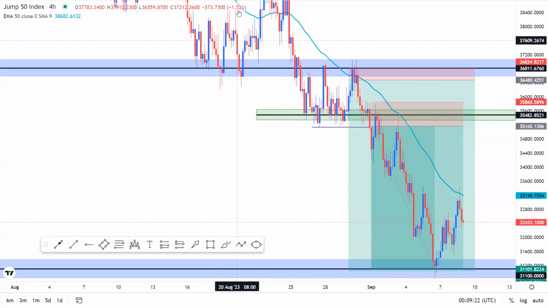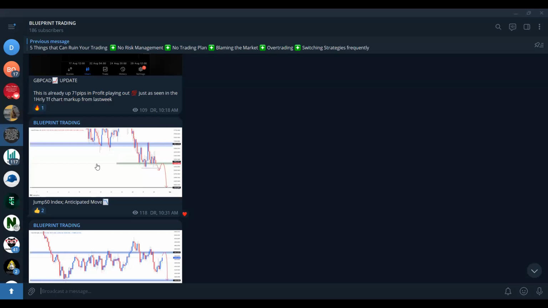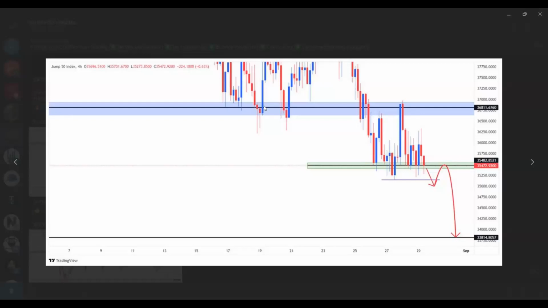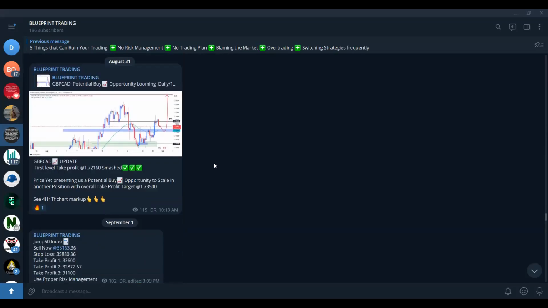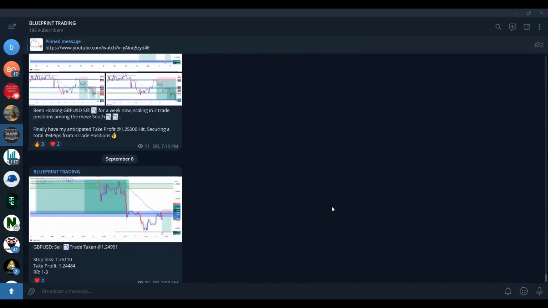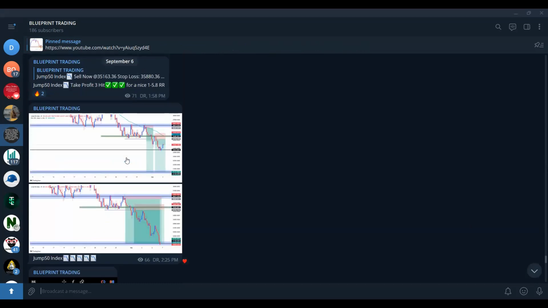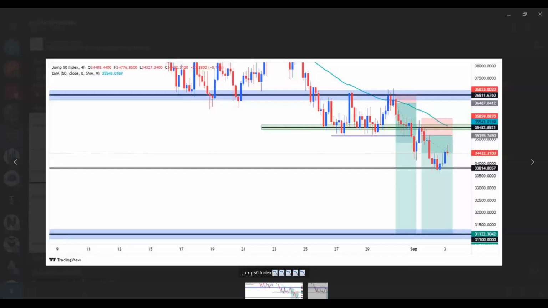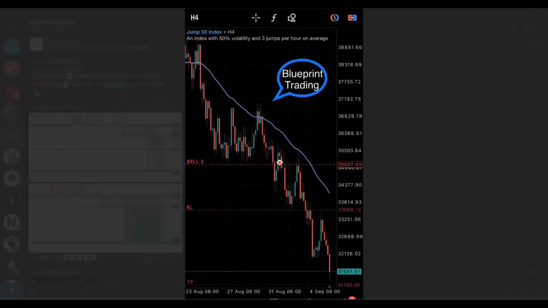And I did share the trade setup here in my free Telegram channel, as you can see. And also the trade signal was given freely, right here with proofs that the trade was taken. So let's get straight into it.